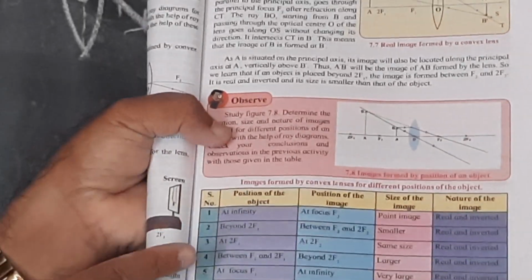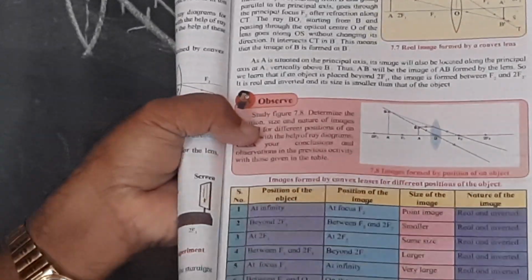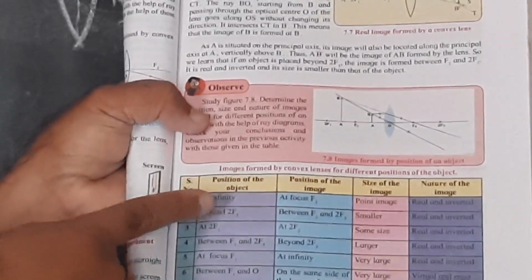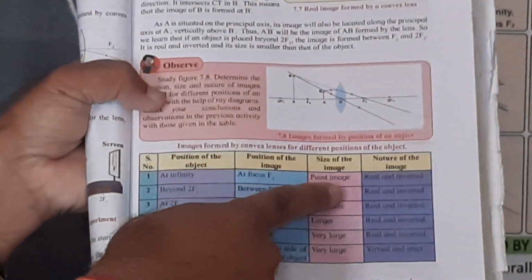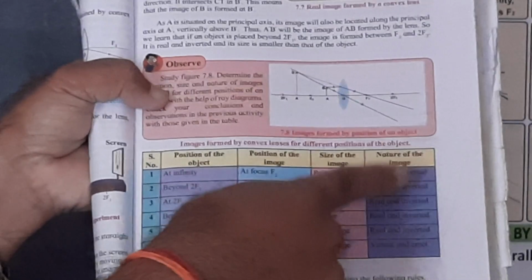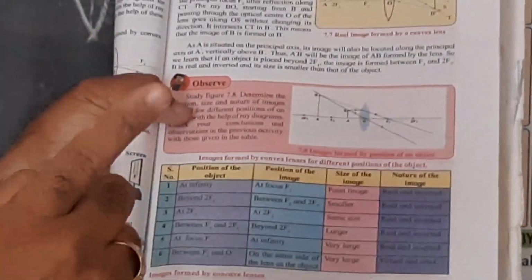Now there may be a question for you in the coming exam in which you are given the position of the object and you have to write the position of the image, size of the image or nature of the image, or you have to draw a ray diagram. When the position of the object is given, you have to find the position of the image, the size of the image, and the nature of the image. Now here we are going to see some diagrams which are based on these 6 positions of the object.